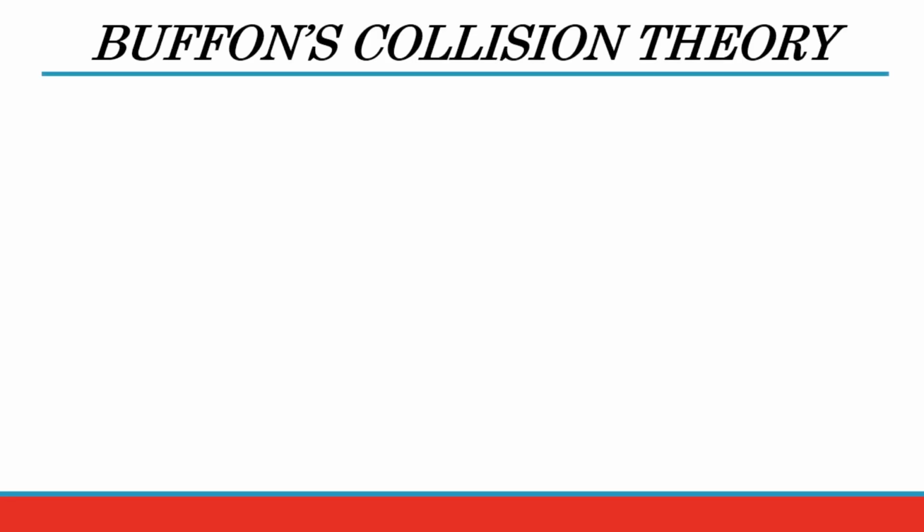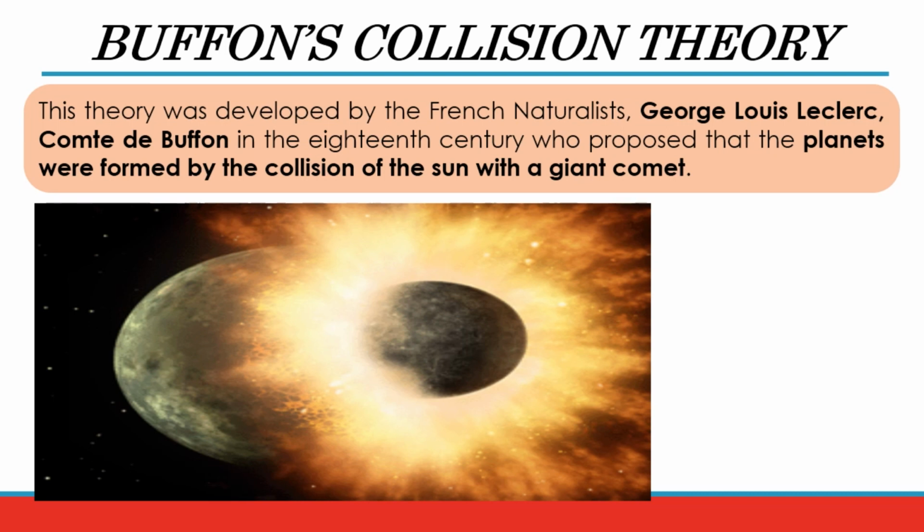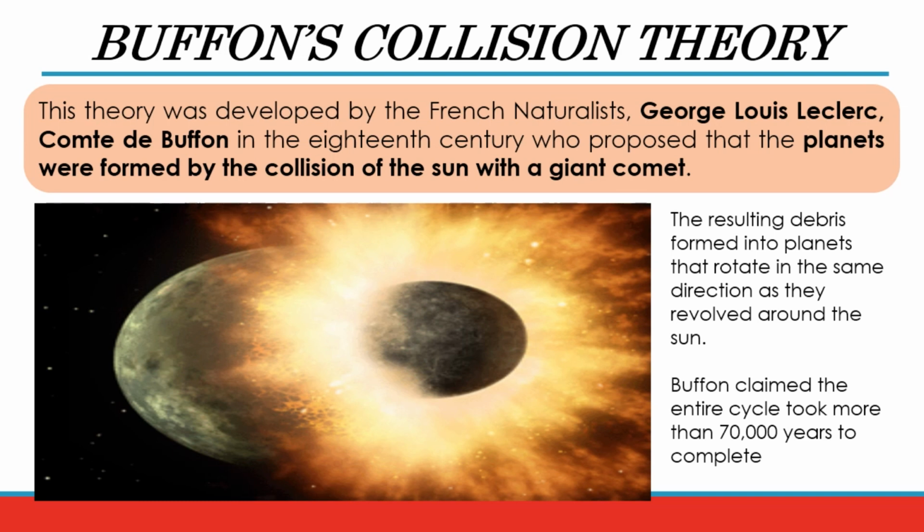The first is Buffon's collision theory. But what do we mean by collision? A collision is an event in which two or more bodies exert forces on each other for a relatively short time. Buffon's collision theory was developed by the French naturalist Georges-Louis Leclerc, Comte de Buffon, in the 18th century, who proposed that the planets were formed by the collision of the Sun with a giant comet. So the objects that collided with each other are the giant comet and the Sun. The resulting debris formed into planets that rotate in the same direction as they revolve around the Sun. Buffon claimed the entire cycle took more than 70 years to complete.